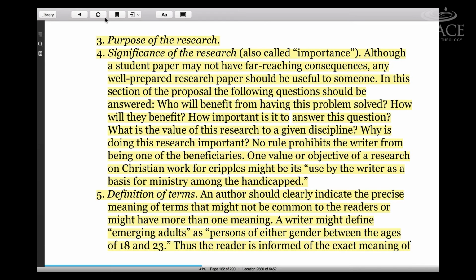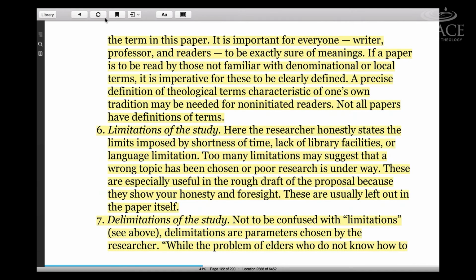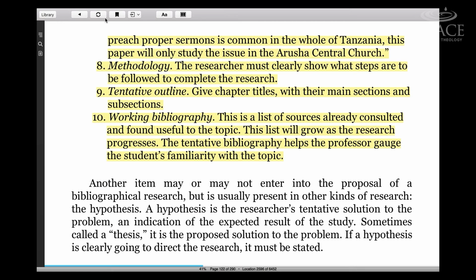Fifth, you need to define your terms. If you write a paper on the synoptic problem, you need to clearly define what you mean by synoptic problem. You need to define the limitations of the study. Time might be a limitation. Define the delimitations of the study. These are parameters that the researcher has put on the study. So there will be certain things that will be outside the scope of what you are attempting to study.